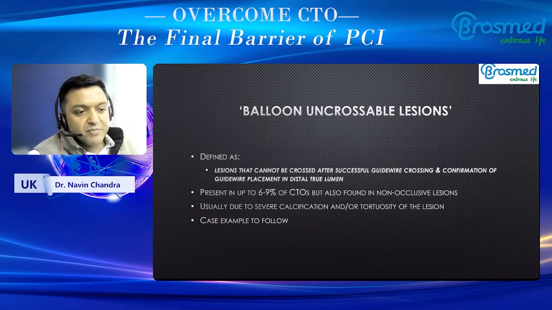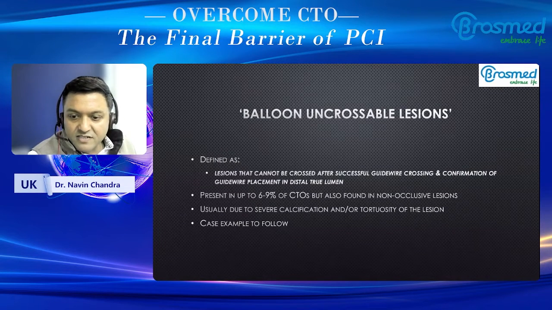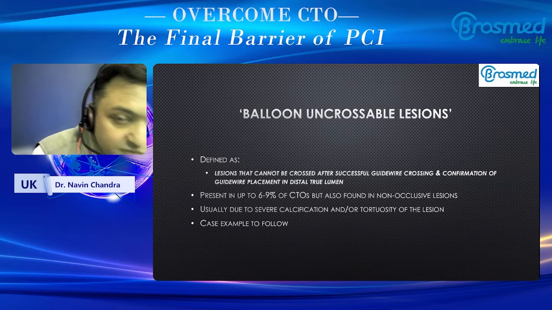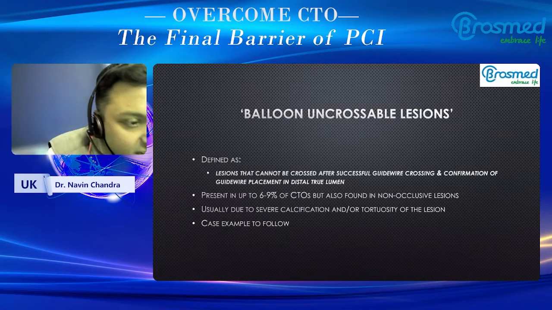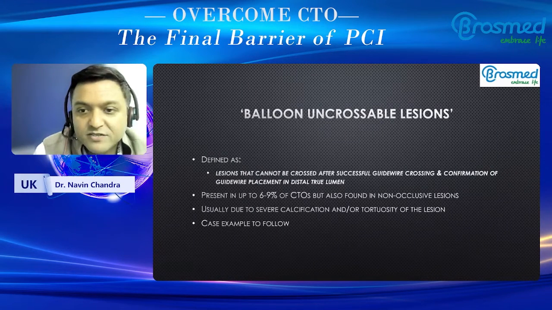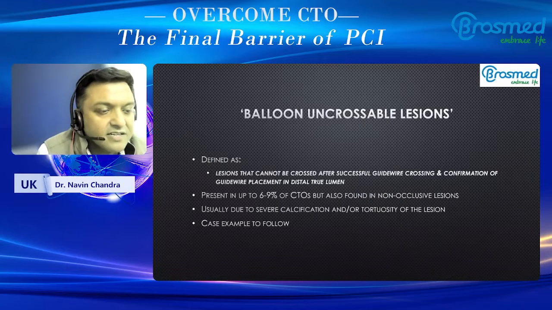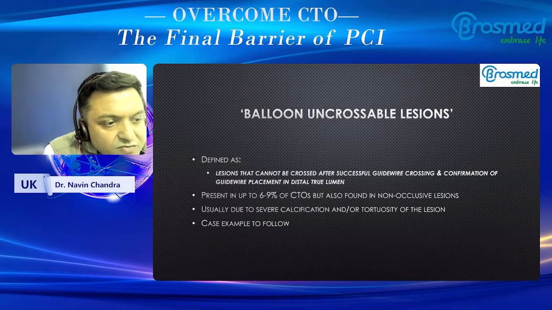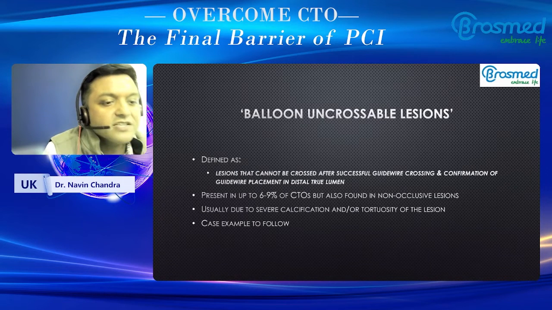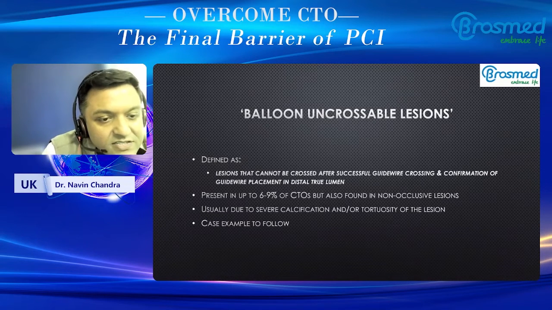So just to go over some of the basics again, I know we've already had that fantastic talk by Jenny Huang, which I thought was really informative at understanding the true benefits of the alveo balloon in particular. Starting at the beginning, a balloon uncrossable lesion is defined as a lesion that cannot be crossed after successful guide wire crossing and confirmation of guide wire placement in the distal true lumen.